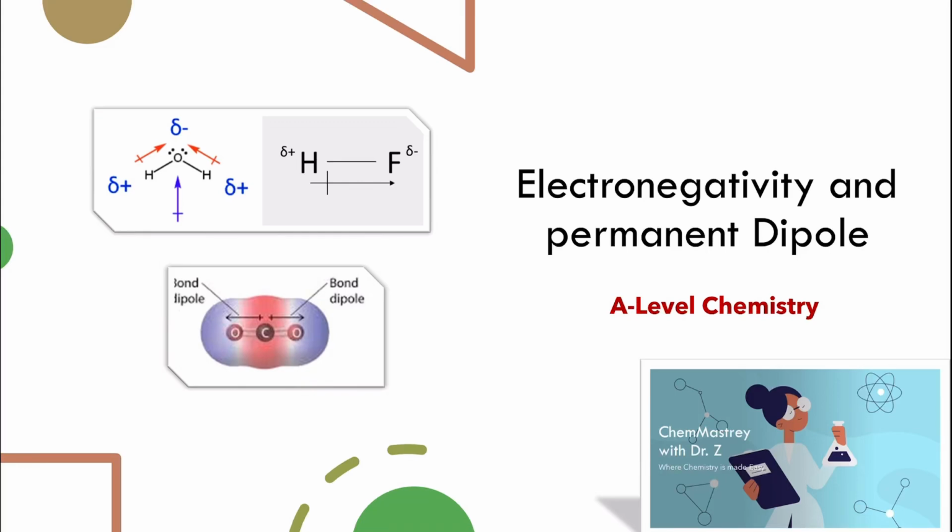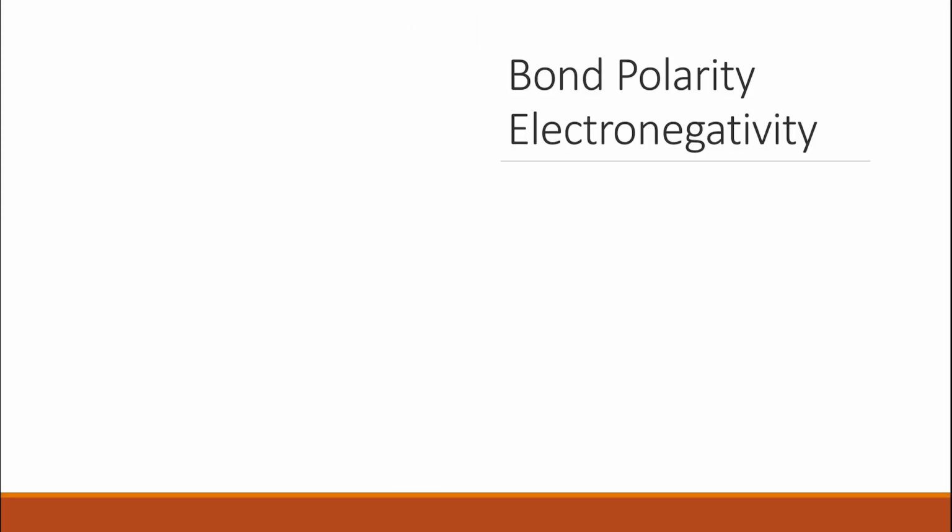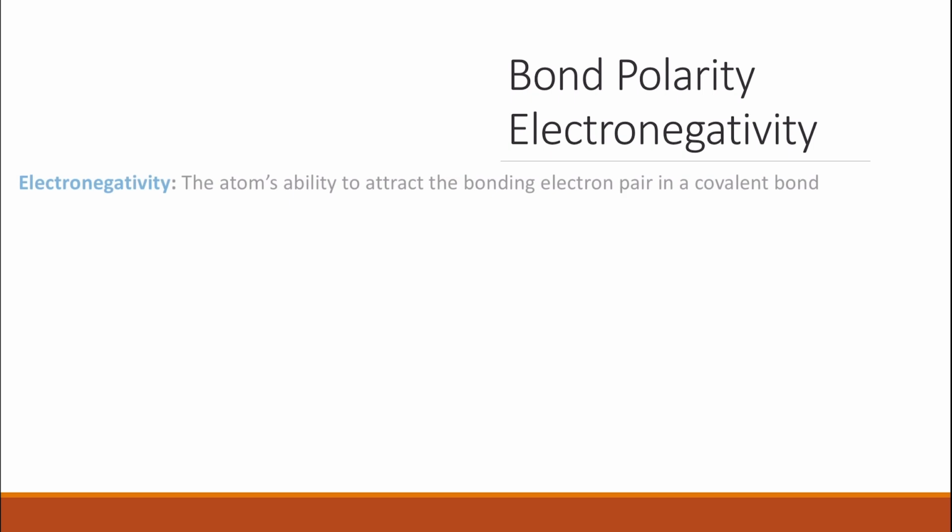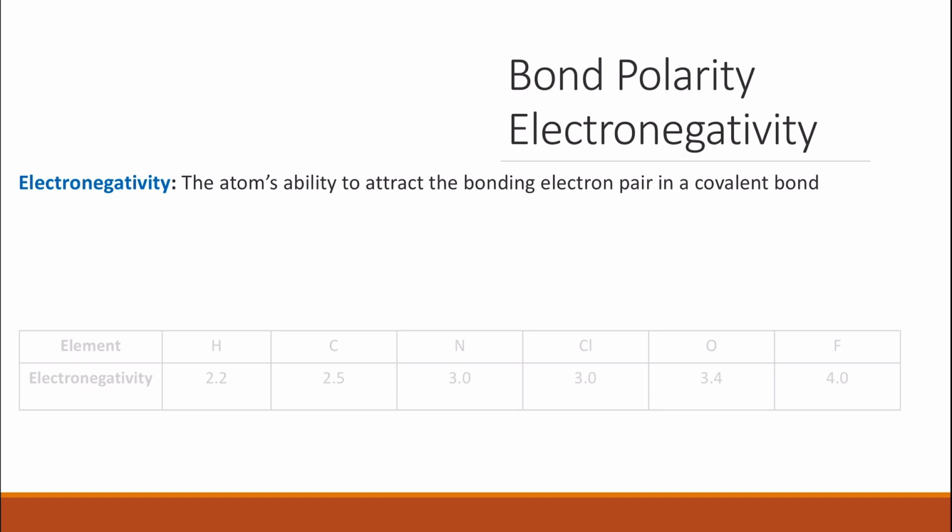Electronegativity and permanent dipole, A-level chemistry. Bond polarity and electronegativity. Electronegativity is a term we only use in the case of covalent bonding. So the electronegativity is the atom's ability to attract the bonding electron pair in the covalent bond.